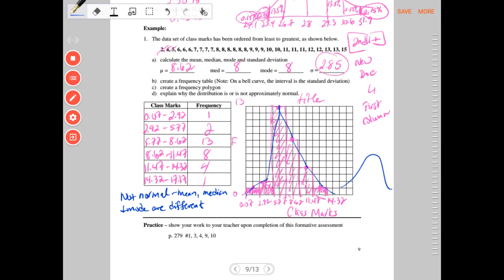Great. Give this a nice try on page 279, questions 1, 3, 4, 9, and 10. Show this formative assessment to your teacher when you are done.